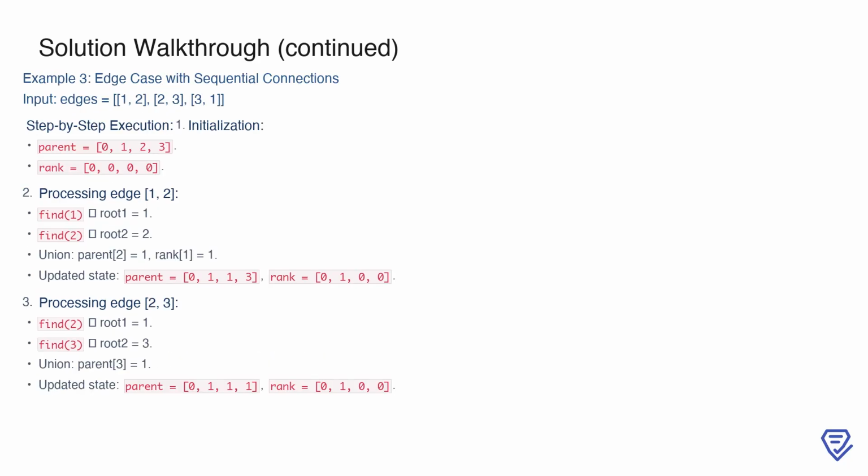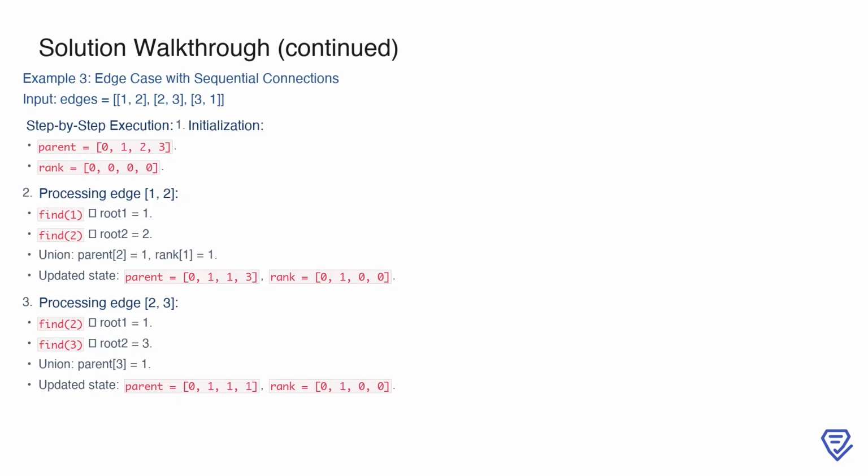In this example, we explore a smaller edge case where the graph contains sequential connections with edges [1, 2], [2, 3], [3, 1]. Initially, we set up the parent array as [0, 1, 2, 3], and rank as [0, 0, 0, 0]. Starting with edge [1, 2], we find the roots of nodes 1 and 2, which are 1 and 2 respectively. Since they are different, we perform a union. Node 2's parent becomes 1, and we increment the rank of node 1.